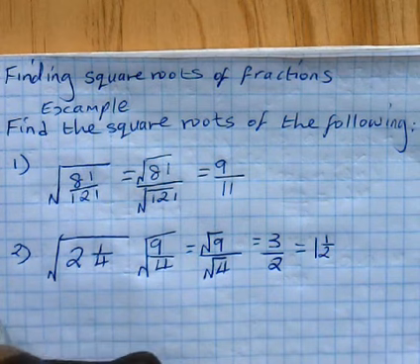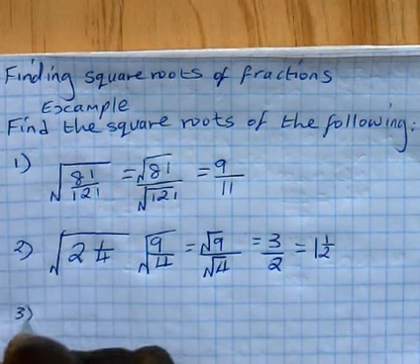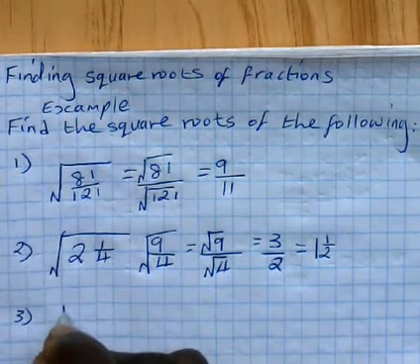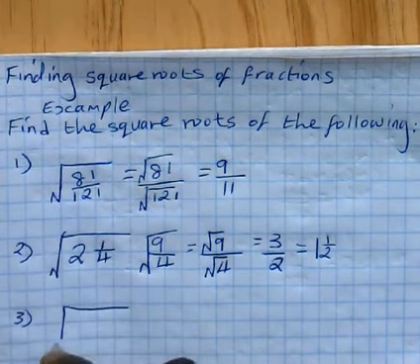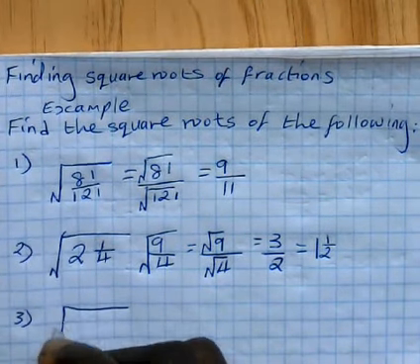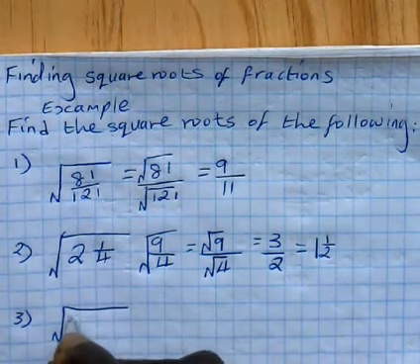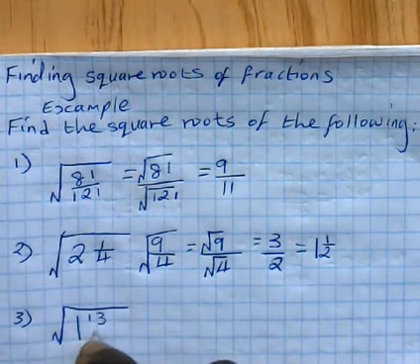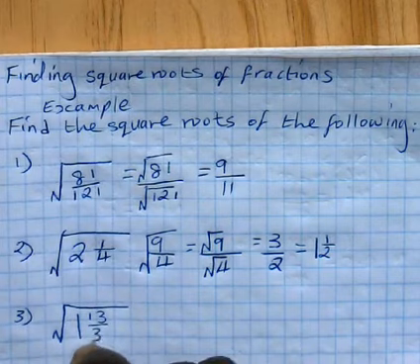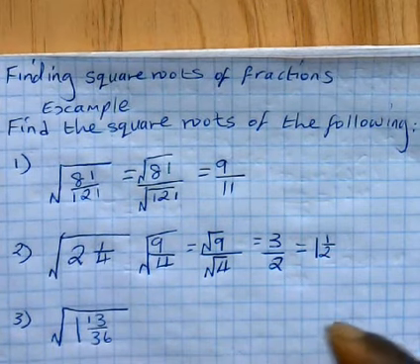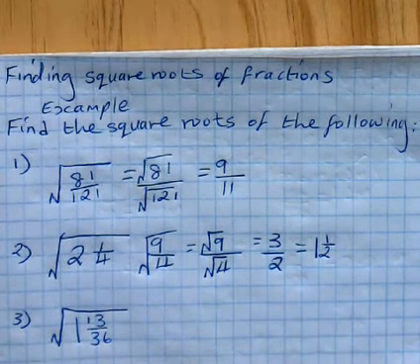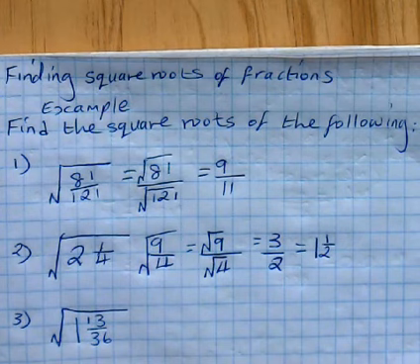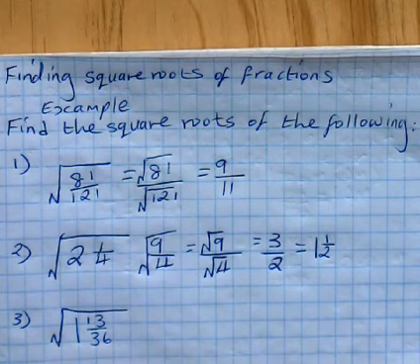Another question. Find the square root of 1 whole 13 over 36. You must write the fraction as an improper fraction. Here, this one you convert to an improper fraction.